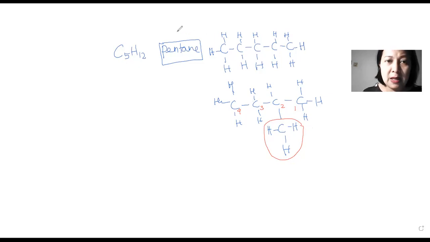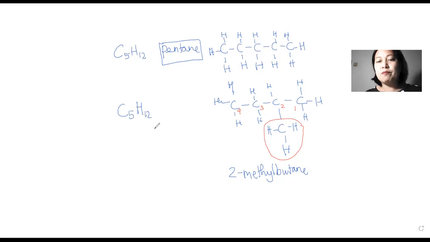So the name of this structure is, at carbon number 2, you have methyl, so 2-methyl. And then the main chain consists of only 4 carbons, which is butane. So it is 2-methyl butane. Now, if we calculate, 2-methyl butane also has 5 C's, and it also has 12 hydrogen. So this is also the same molecular formula, which is C5H12.